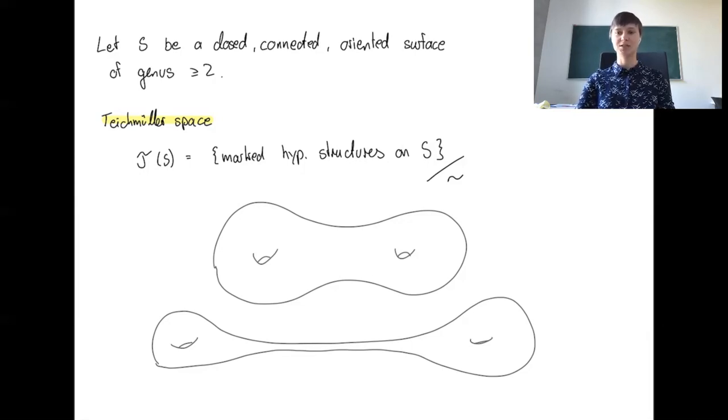Topologically, the surface is determined by its genus, so by its number of holes. But geometrically, it can look different. For example, I've drawn two different surfaces here. For the upper one, if we consider this curve, the separating closed curve, it's quite long. In contrast, the lower one, if we consider the same curve, it's rather short. So these two surfaces represent different points in Teichmüller space.